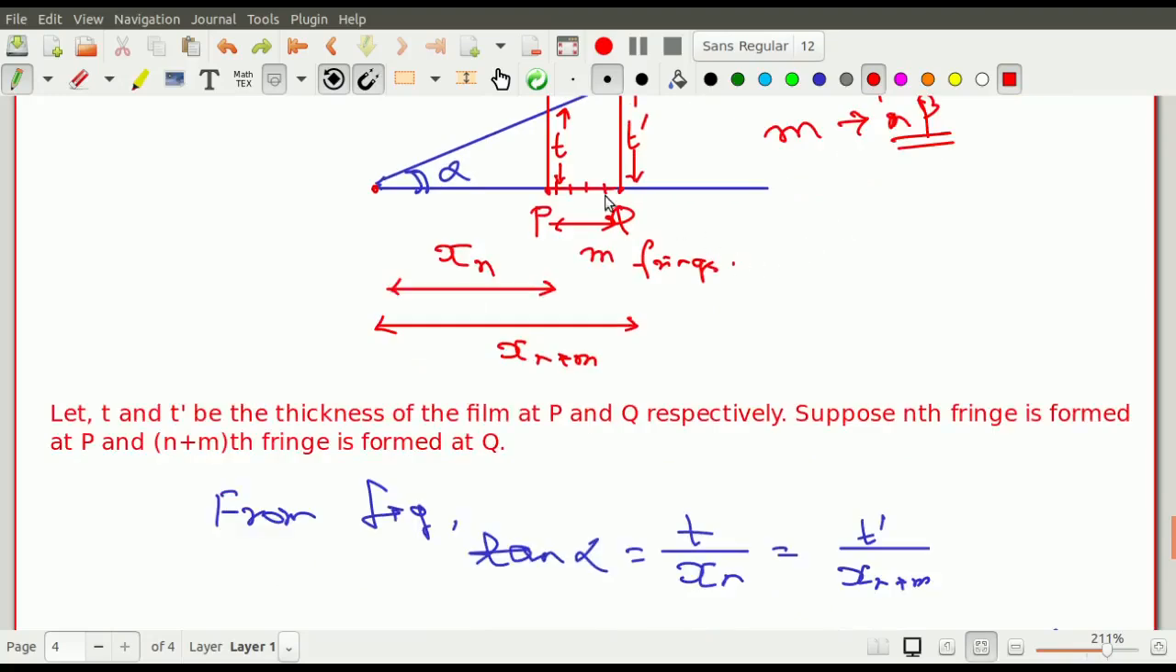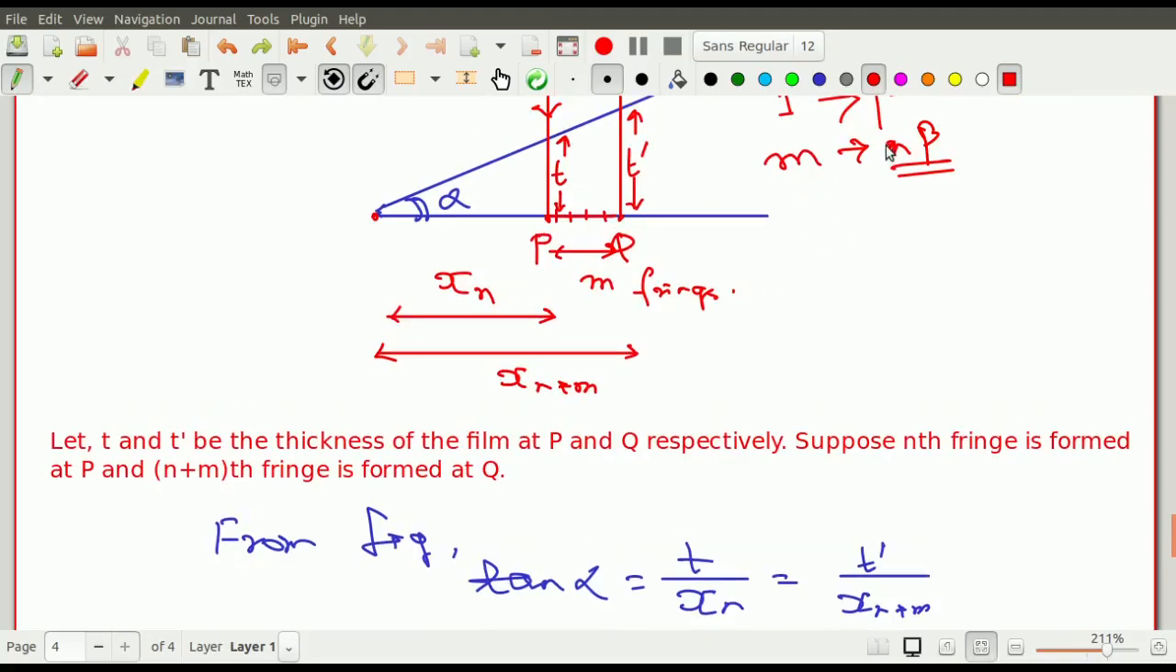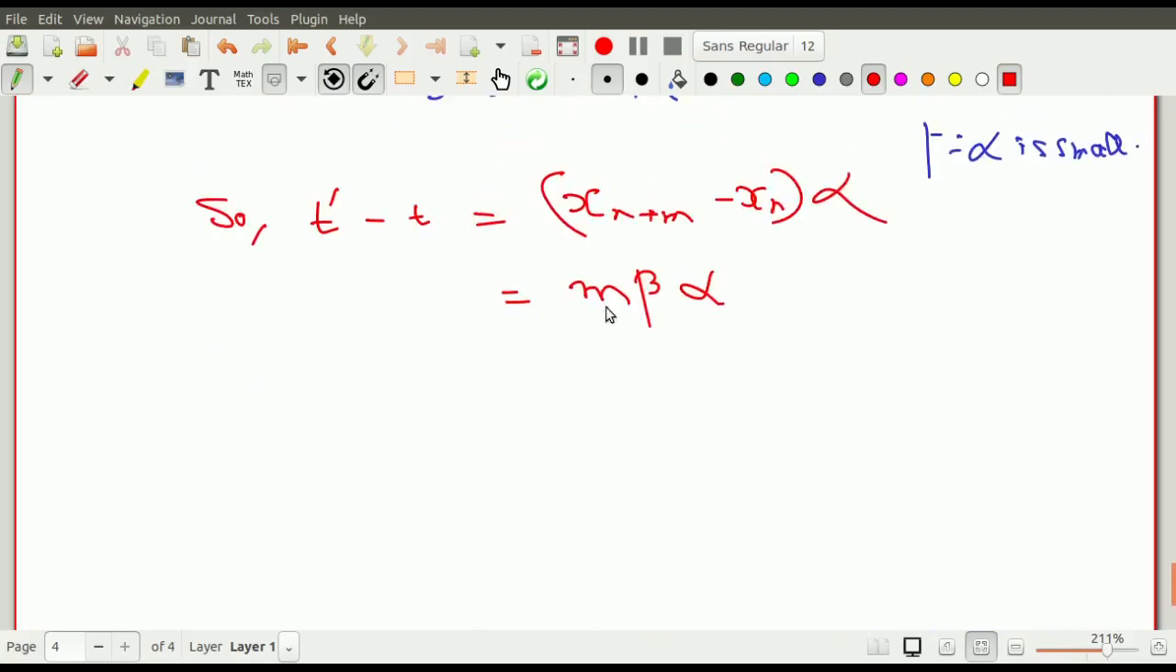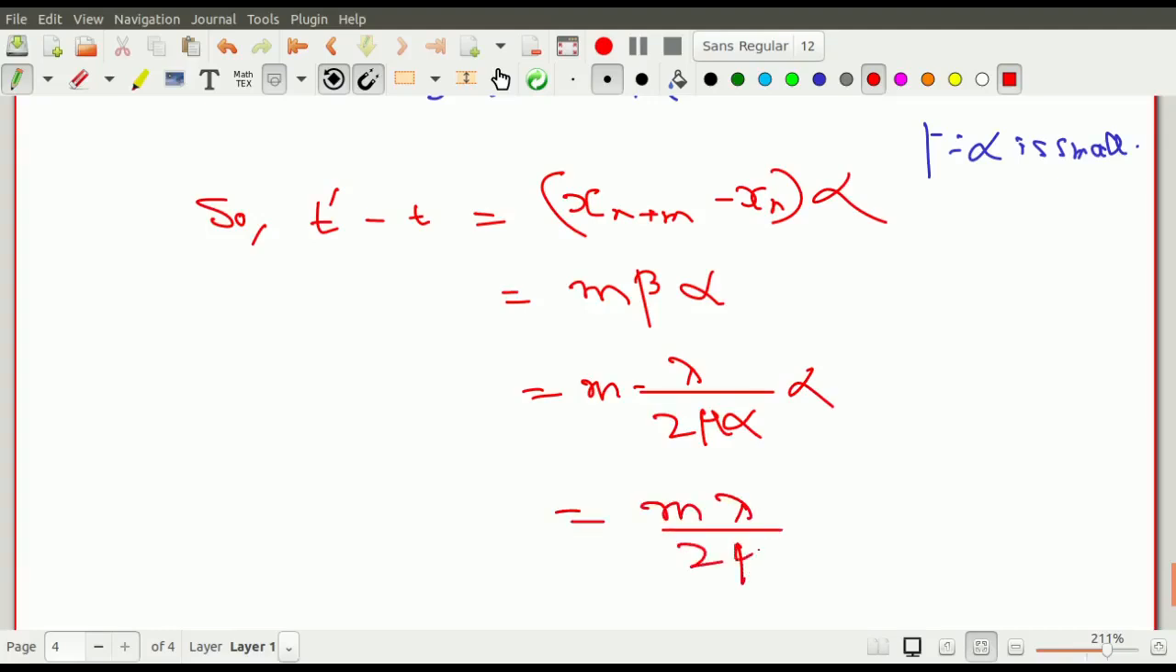So m multiplied by beta is this distance, so that difference I can write as m beta. And the value of beta is also provided to us, that is lambda by 2 mu alpha. We have already obtained it. So alpha gets cancelled and you have m lambda divided by twice mu. So that is the thickness between the 2 points.